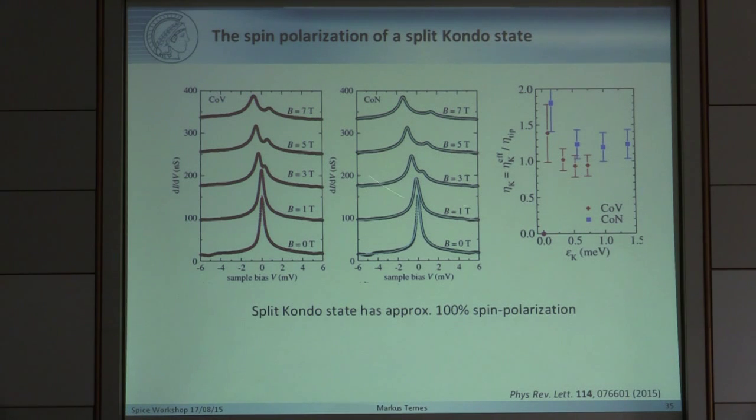And it might be that the Frota function is not the right function, or it could be that if we would measure with a 100% spin polarized tip, we would have on one side a peak and on the other side a dip.